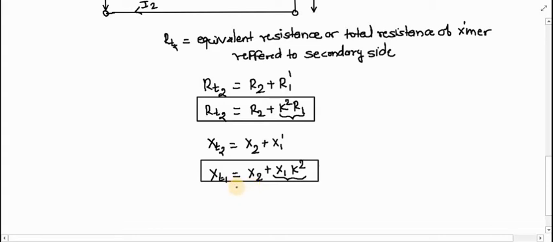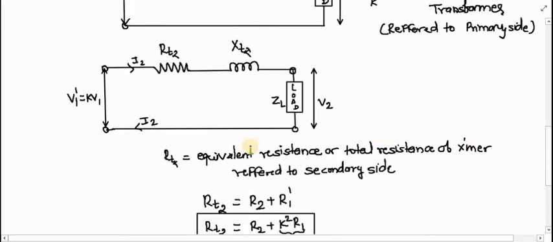Thus, students, it should be remembered that when the primary resistance and leakage reactance and corresponding impedances are to be referred to the secondary side, each parameter must be multiplied by K square. Similarly, when secondary resistance or leakage reactance and the corresponding impedances are to be transferred to the primary side, each parameter should be divided by K square. And in this way, we can deduce the approximate equivalent circuit of the transformer.